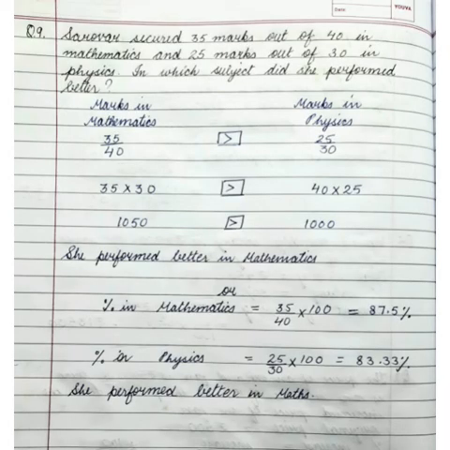Question 9. Sarovar secured 35 marks out of 40 in mathematics and 25 marks out of 30 in physics. In which subject did he perform better? We can compare this by two methods. The first method is writing them in the form of fraction and then doing cross multiplication. So 35 upon 40 in mathematics and in physics, 25 upon 30. Now doing the cross multiplication, 35 into 30 is equals to 1050, and 40 into 25 is equals to 1000. So it is clearly known that 1050 is greater, which means marks are better in mathematics.